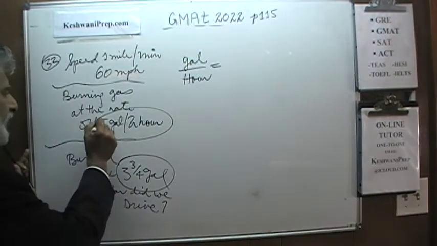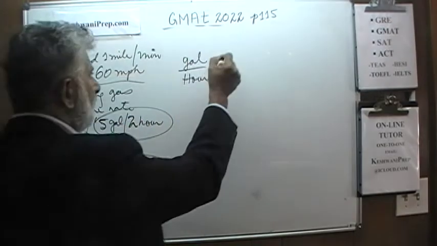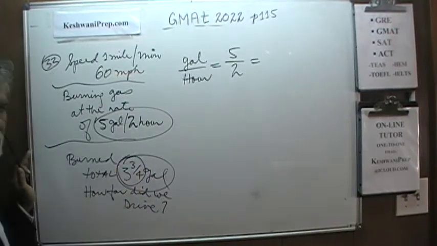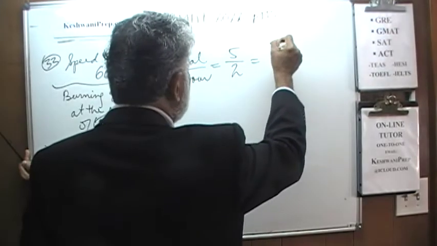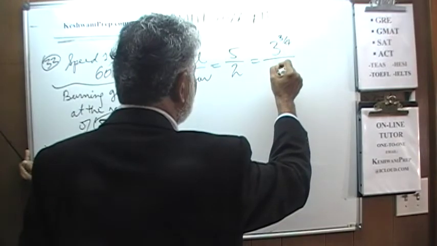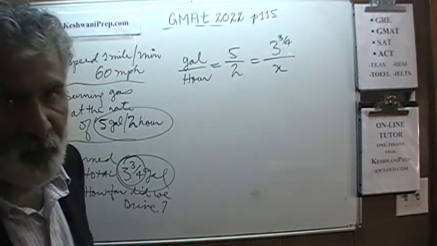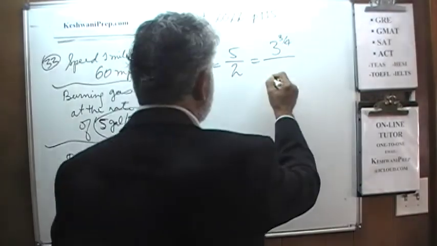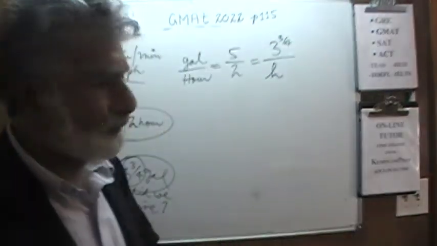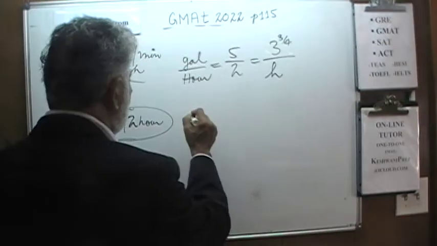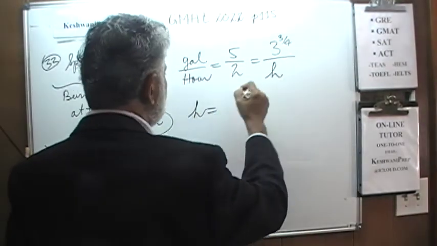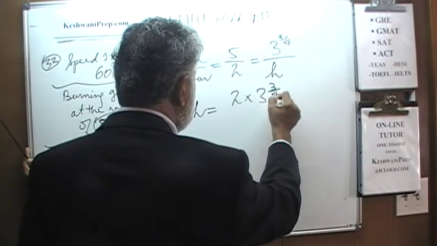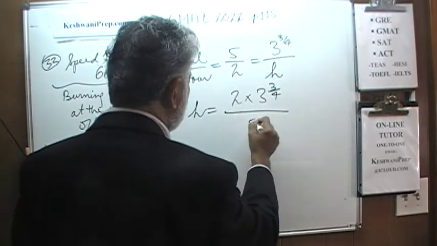We are told that we're burning 5 gallons every 2 hours. And we are told that we have burned 3 3/4 gallons. Question is, if that's the case, how many hours did we drive? Instead of calling it X, let's call it H for the hours. Let's solve for it, shall we? So H would have to equal 2 times 3 3/4 over 5.